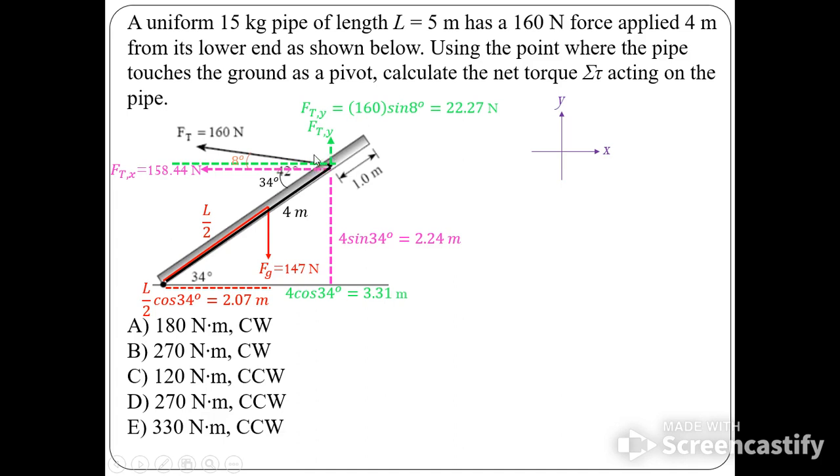Again, when you do torque, everything has to be perpendicular. You can leave it down here if you want. It doesn't really matter. I just moved it up so visually you can see where the 90 degrees form.